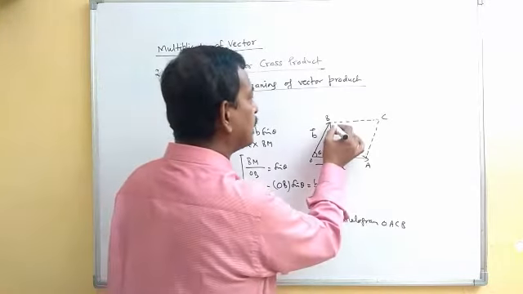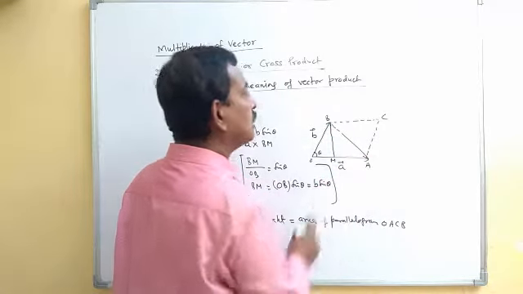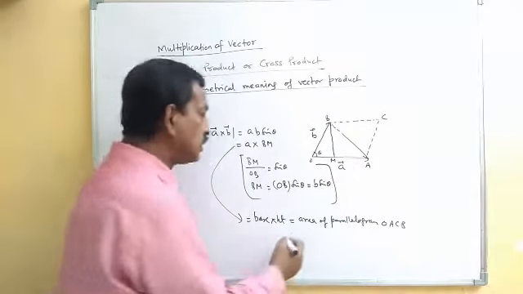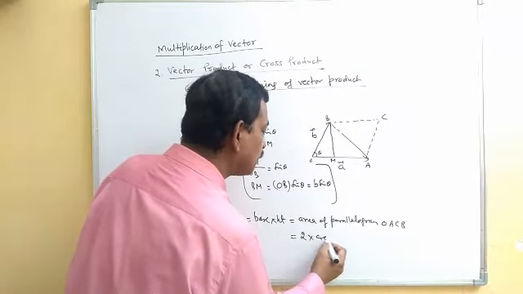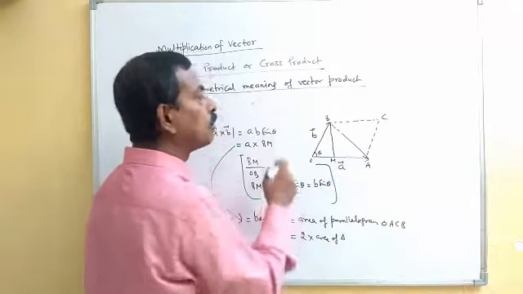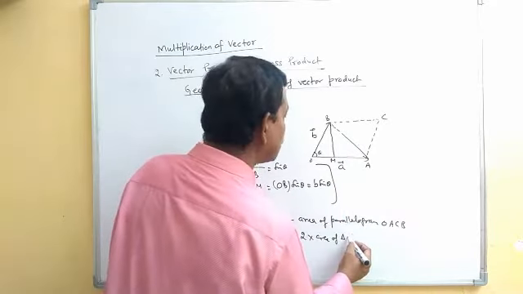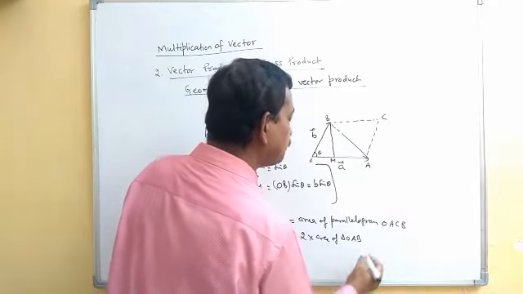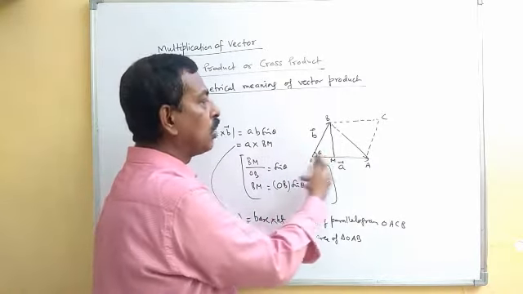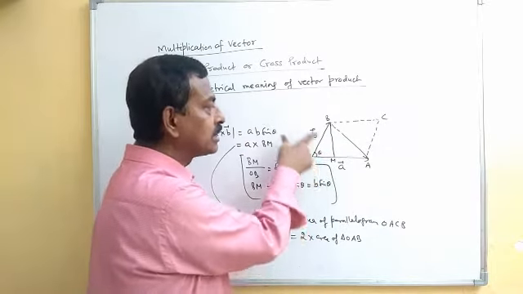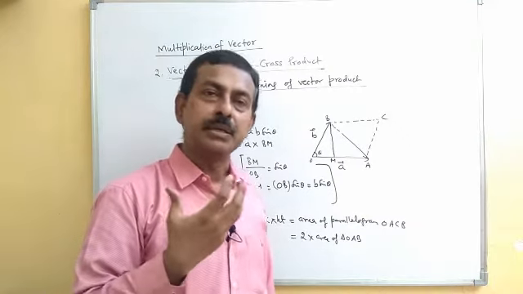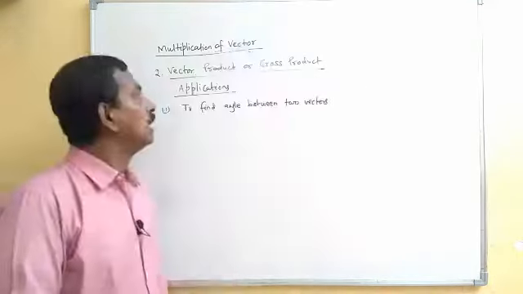You can also consider this like, suppose I take this diagonal. It means I have divided this parallelogram into two parts. So this will also be equal to 2 times the area of the triangle, that is, the area of the triangle formed by these two vectors, say triangle OAB. So this is also equal to twice the area of the triangle formed by the two vectors as its sides. This is the geometrical meaning of cross product of two vectors.